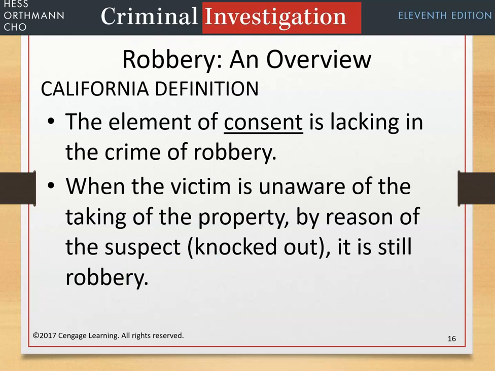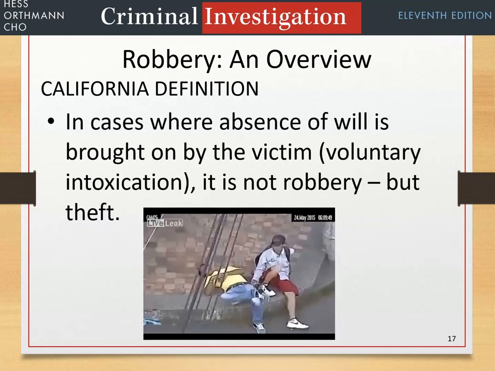So the element of consent in any one of these definitions of robbery is lacking in the crime of robbery because there's no consent, right? So you're not freely giving it to them, they're taking it by means of force or fear. And when the victim is unaware of the taking of the property by reason of the suspect, let's say, knocking you out or something like that, it's still going to be robbery. So you have a couple of little gray angles here.